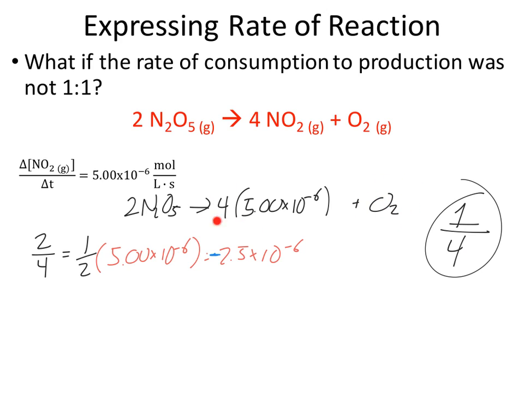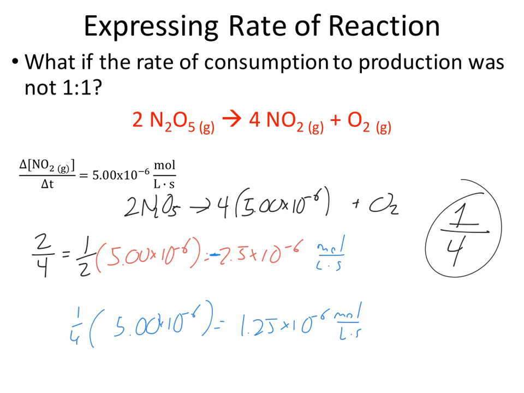So if this is the rate for 1 mole, the rate for this will be a quarter times this rate over here. So we take 1 over 4 multiplied by 5.00 times 10 to the negative 6, and that's going to give us 1.25 times 10 to the negative 6. Again, mole per liter per second. I'll just put that over here just for completion's sake. Mole per liter per second. Now, in this case, the sign is going to be positive, because it is a product that's being produced. So it's becoming positive there.